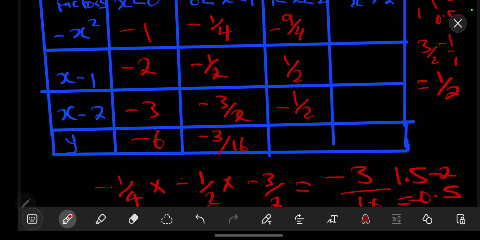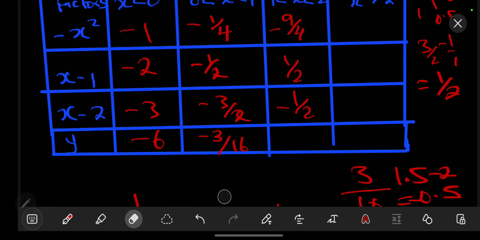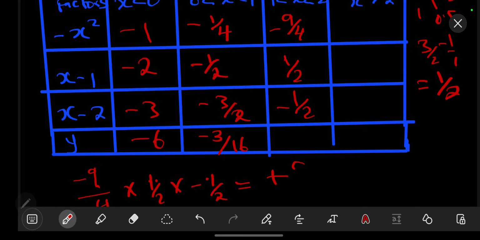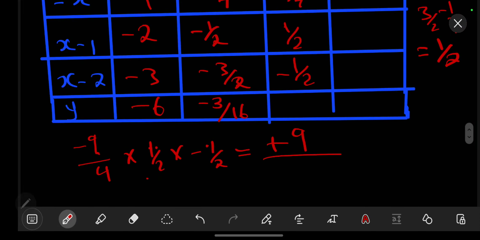Then we multiply everything. So if we multiply everything, we are going to get a value that is equivalent to, so a negative 9 over 4, we multiply it by 1 over 2 times negative 1 over 2. This will give us negative times positive times negative, it will be positive. 9 times 1 times 1, that will be 9 over 2 times 2 is 4 times 4, that's equal to 16. So we are going to put a 9 over 16 there.